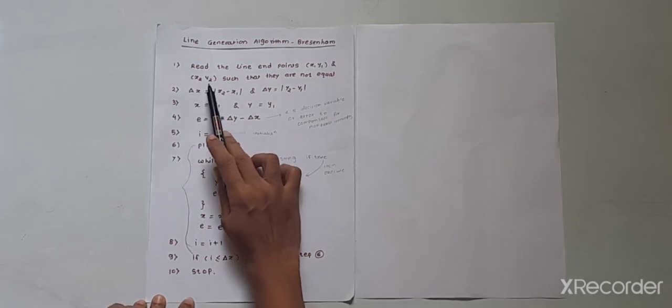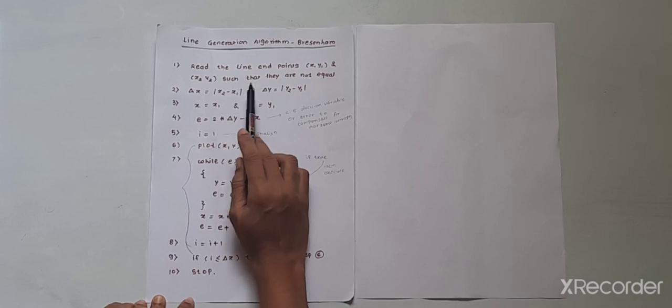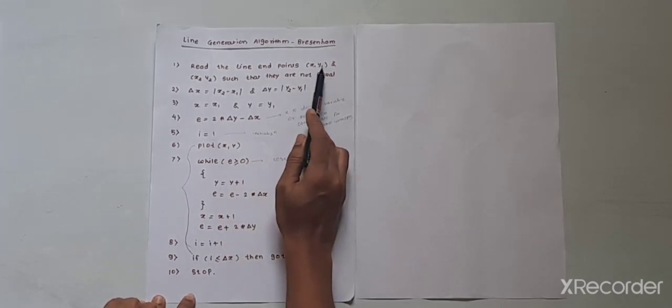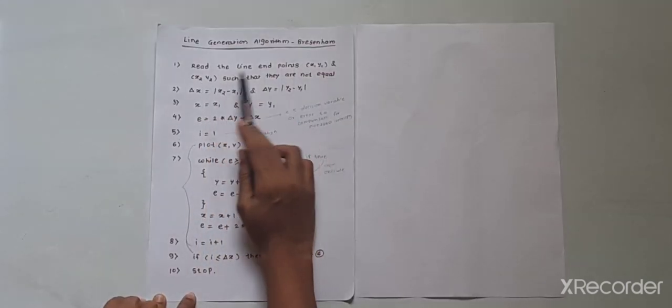What is our first step? According to it, read the line endpoints x1, y1 and x2, y2 such that they are not equal. Means our first point and our second point, that means end point, they should be different from each other.